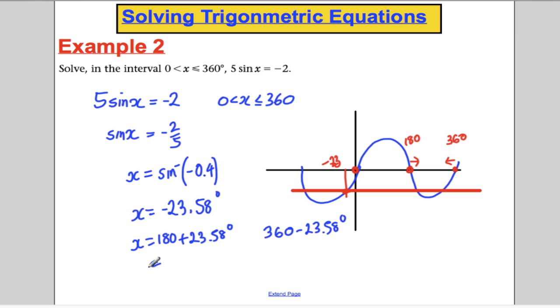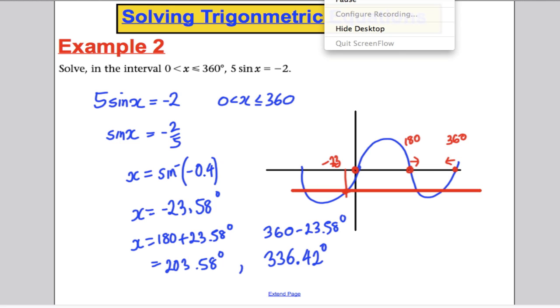So we're going to get for that 180 plus 23.58, we're going to get 203.58 degrees, and we're going to get 336.42 degrees. And there we go, example 2 done.